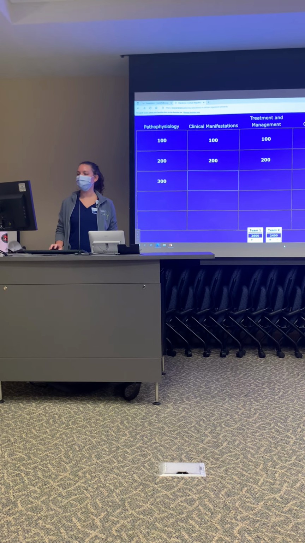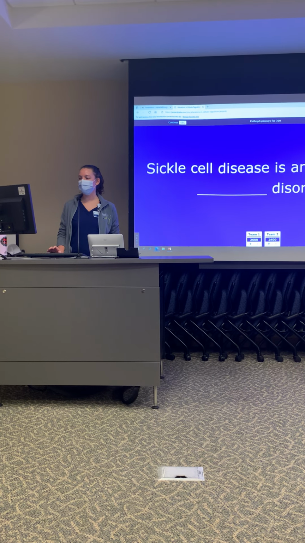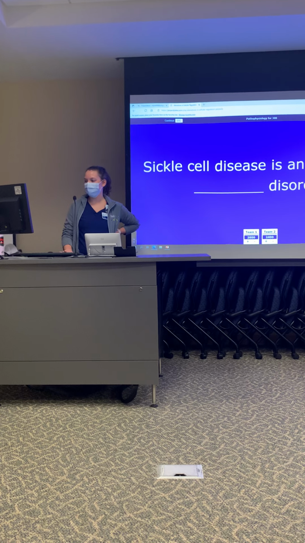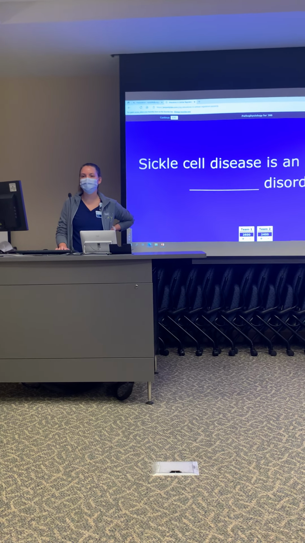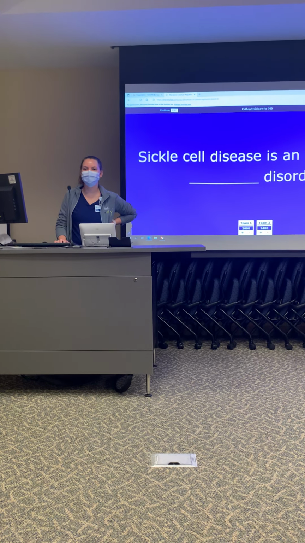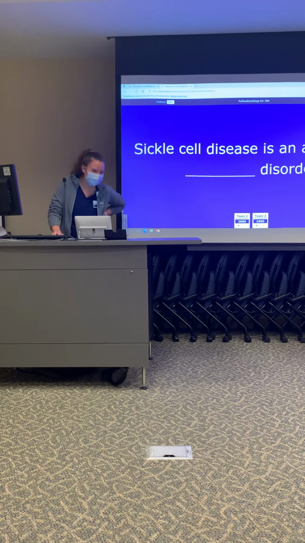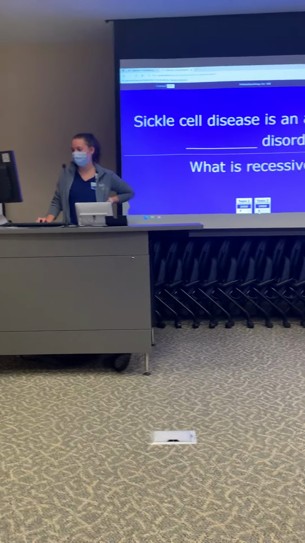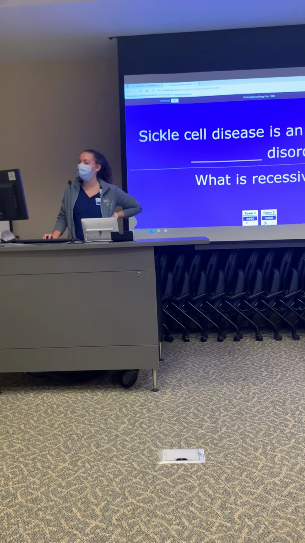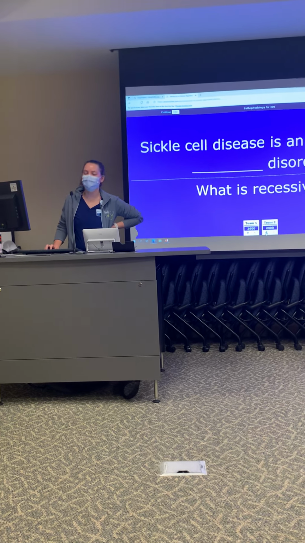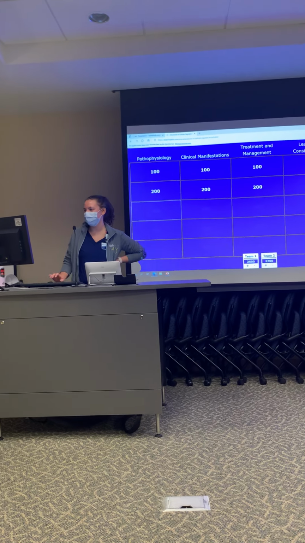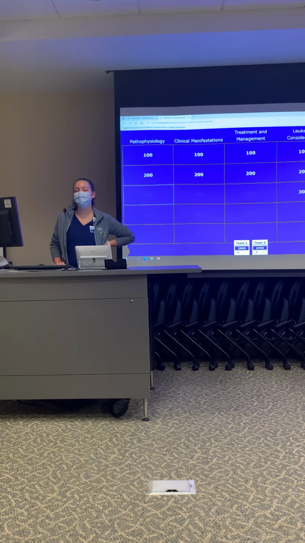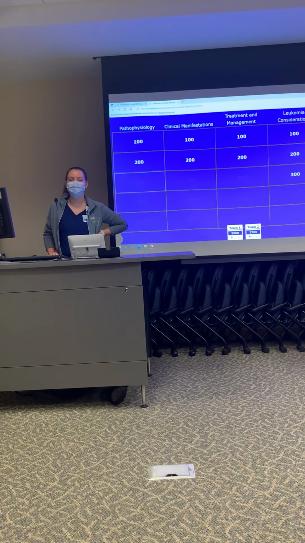Patho for 300. Sickle cell disease is an autosomal blank disorder. Genetic. Recessive. It is recessive. Okay. It is genetic, though.